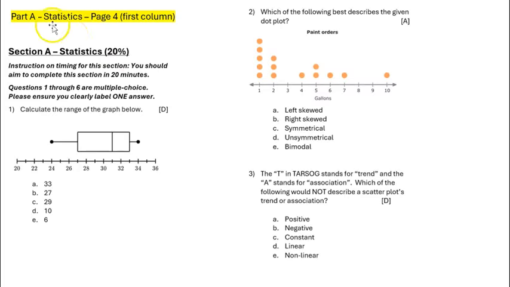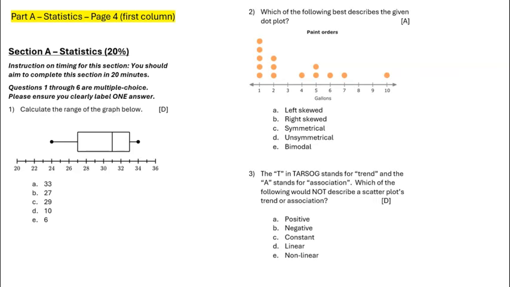Section A is going to be 20% of your exam. Of note, you can see here the instruction on timing for the section. You should aim to complete the section in 20 minutes. Each section, or most sections, will start off with some multi-choice questions and then some mathy or wordy questions after that. So let's get into question number 1.